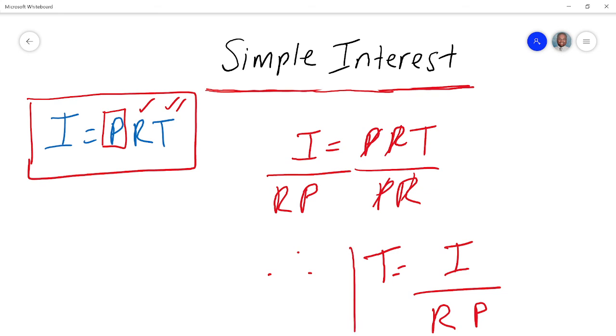So you can see how we're using the topic of changing the subject of a formula in simple interest to find either principal or rate and also time. Now this will be very useful in the next series of videos, with questions involving principal, rate, and time.